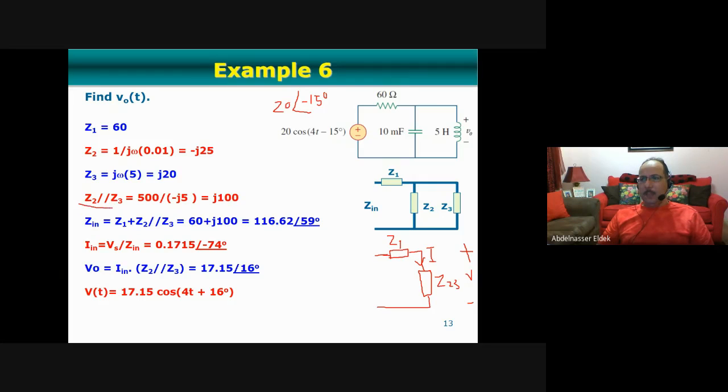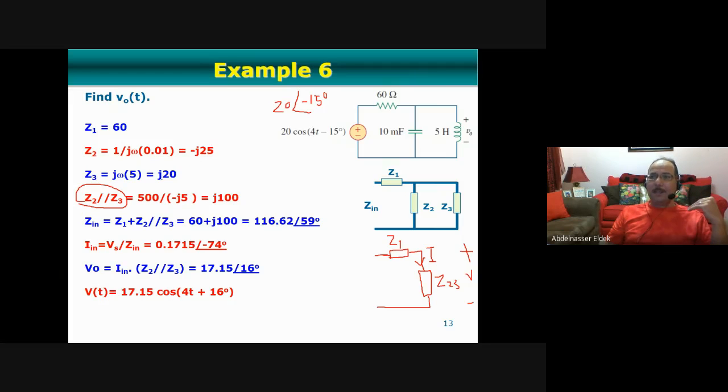Here is what I did. Z2 parallel with Z3 equals 500 over negative j5. You multiply them and divide by the summation. When you multiply 25 times 20, it is 500. Negative j times positive j: j times j is negative 1, and with the negative outside, it will be positive 1. So when you multiply, it will give you 500.